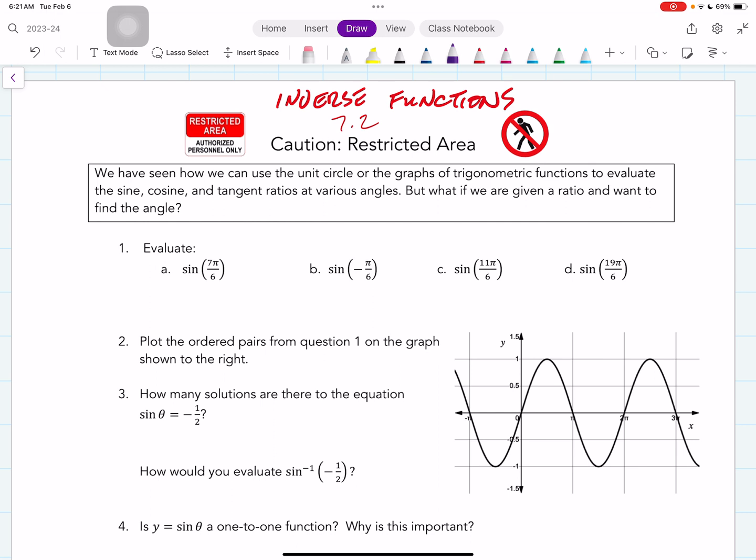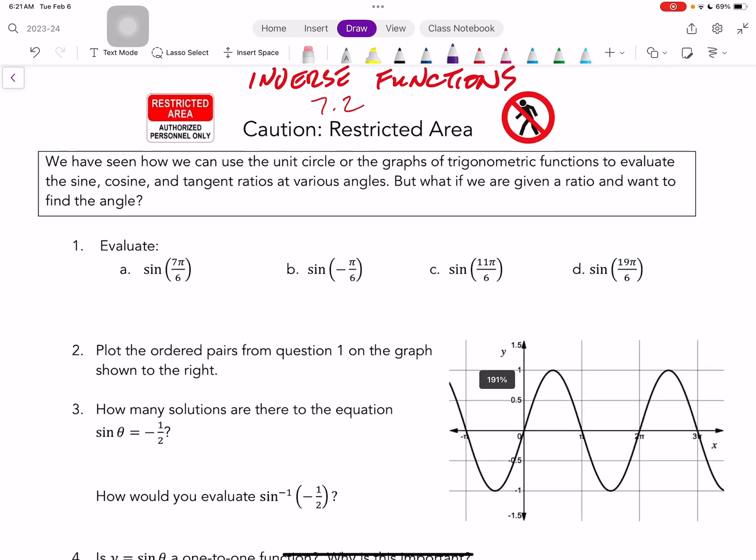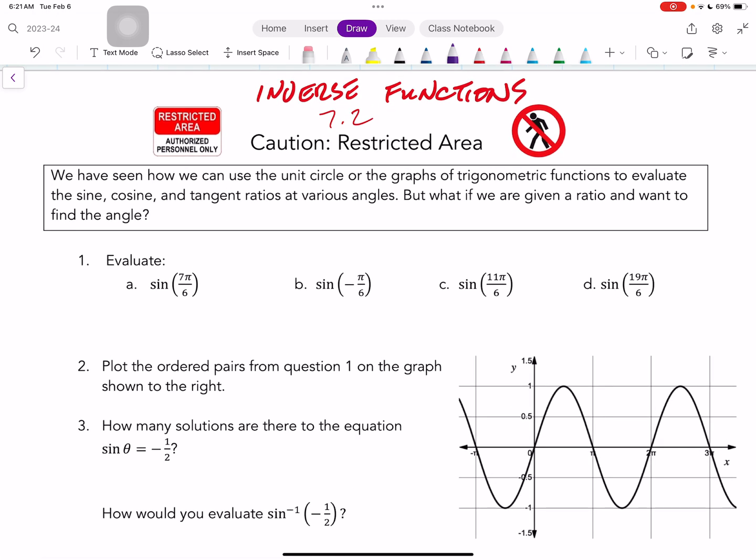And we're going to be talking about the inverse functions, and how to find the angle when you're given a ratio, basically. And then we also want to learn how that happens. There are some restrictions involved, so let's get right into it and discover what we need to do to find the inverse of a ratio when we need to solve an equation, because that's where we're headed.